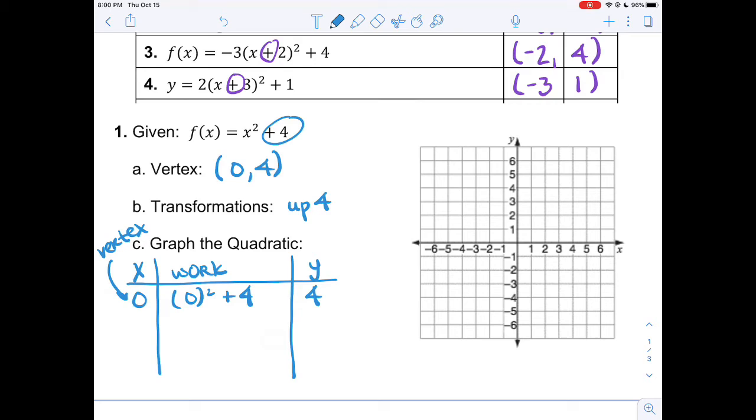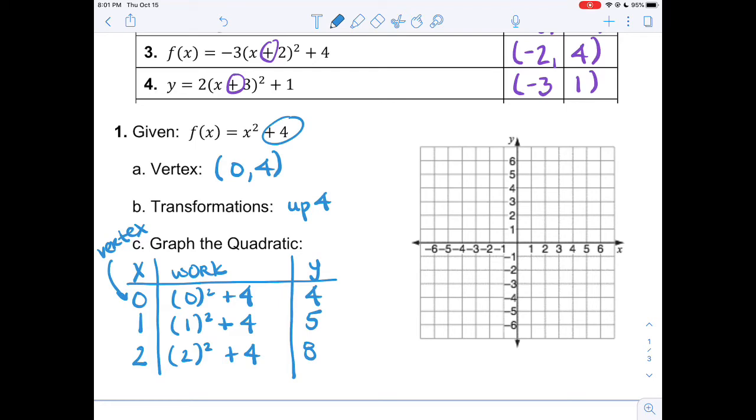Let's plot a couple more points. I always like to start with my vertex and then go to the right and plot as many points as I can fit on the graph. So if I start with an x of 1 for my next case, I'm going to have 1 squared plus 4. Well, 1 squared is 1, plus 4 is 5. Then I'll plot an x of 2. And if I square the value of 2, I get 4. And if I add another 4 to that, I get 8.